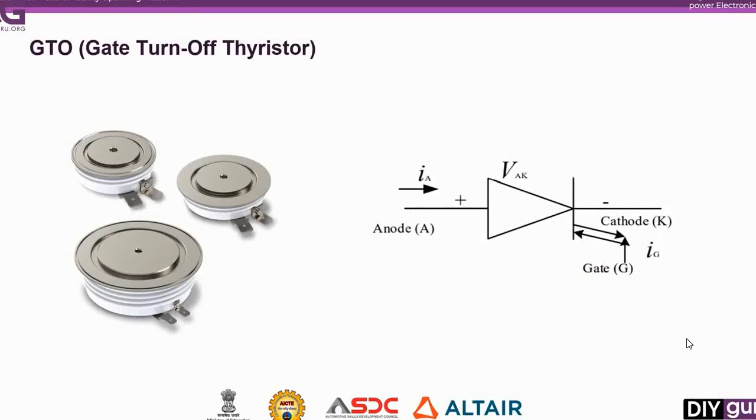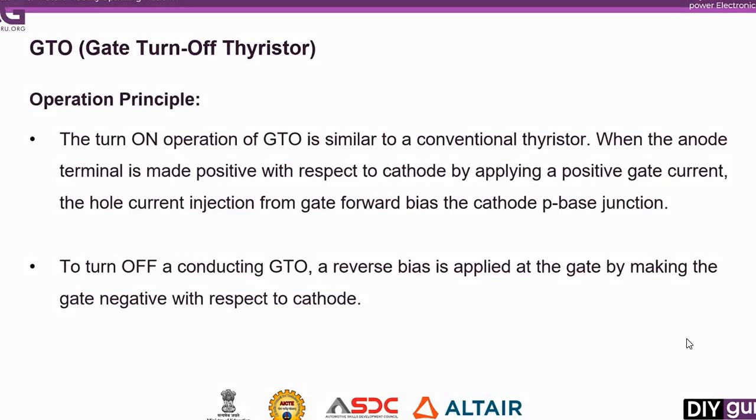GTO is very similar to SCR except that it can be turned off at the gate, which SCR couldn't. The turn-on operation of the GTO is very similar to a thyristor when the anode terminal is made positive with respect to the cathode. By applying a positive gate current, hole injection from the gate forward biases the cathode PN junction. But unlike a thyristor, it can be turned off when a reverse bias is applied to the gate, which makes the gate negative with respect to the cathode.